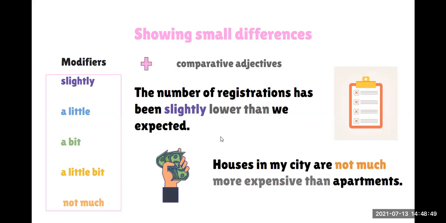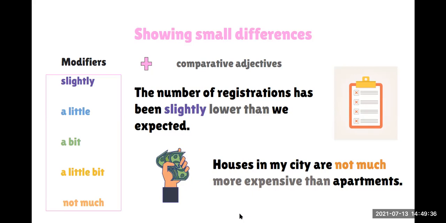Houses in the city are not too much more expensive than apartments. So we can say not too much. Imagine that a house costs about, I don't know, $100,000, okay? And an apartment costs, I don't know, $85,000. So it's not a big difference, it's a small difference. Not much more expensive than. Entonces recuerden, cuando tenemos estos modifiers, podemos ocupar un comparativo luego de ellos para mostrar que la diferencia es pequeña. ¿Ok?